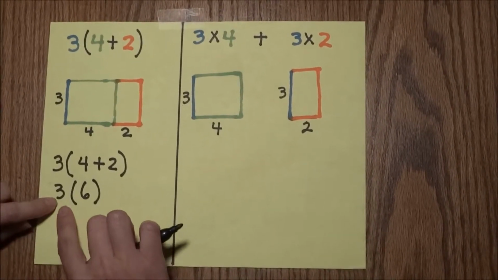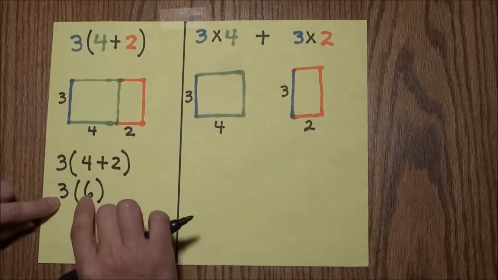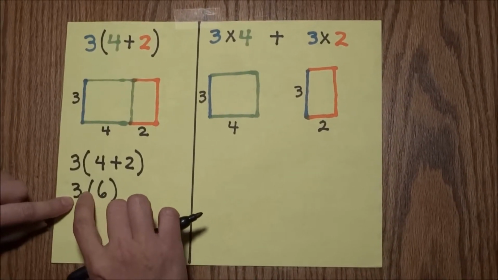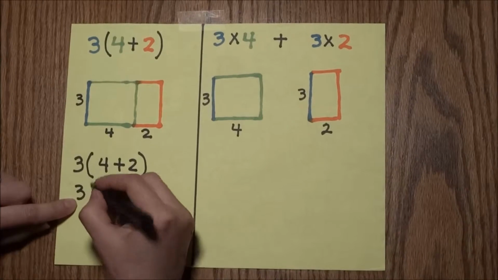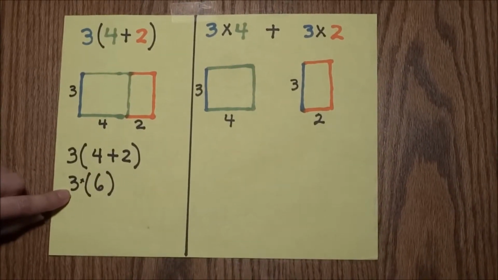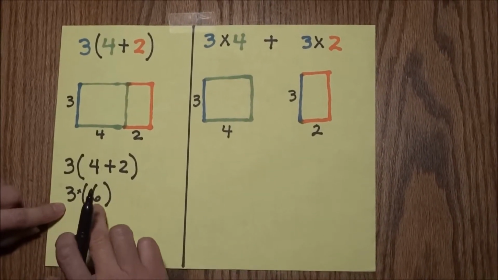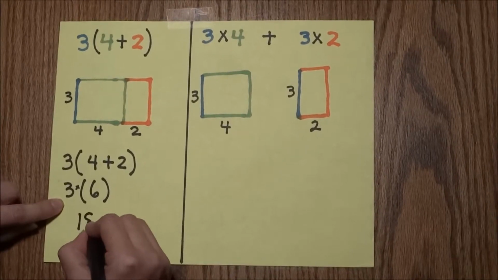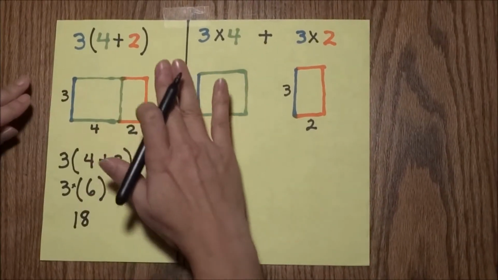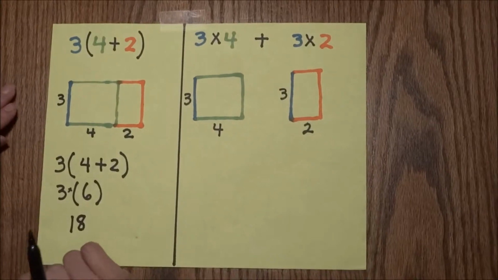Now, what operation is happening between the 3 and the 6? If we don't have anything there in between, it means there is a multiplication, invisible multiplication. So we're going to multiply, and it's 18. Okay, so we found the area of the whole rectangle.